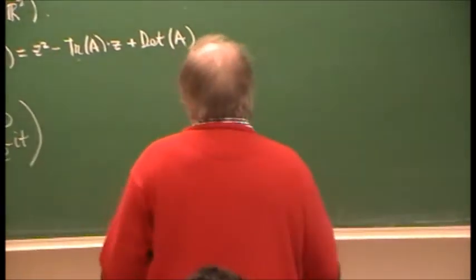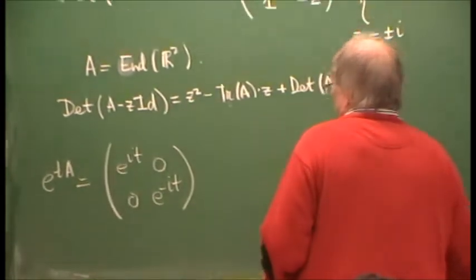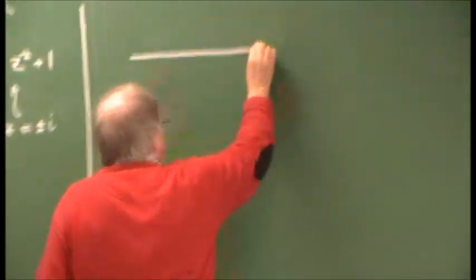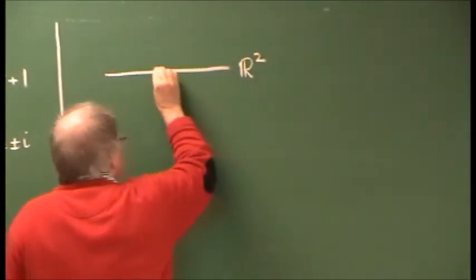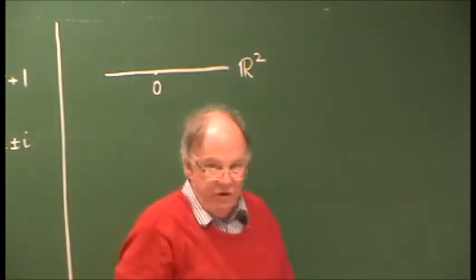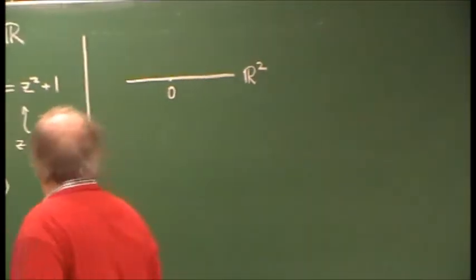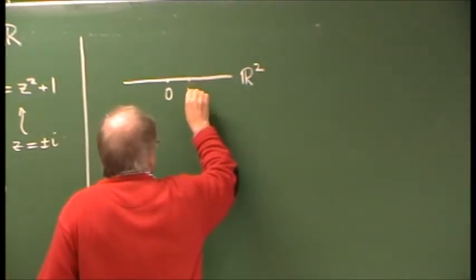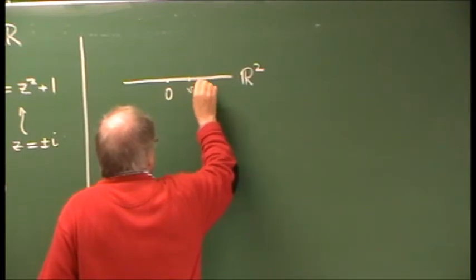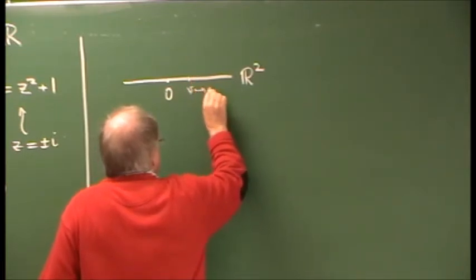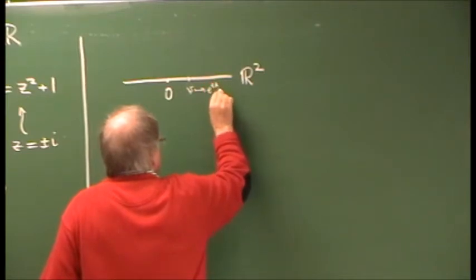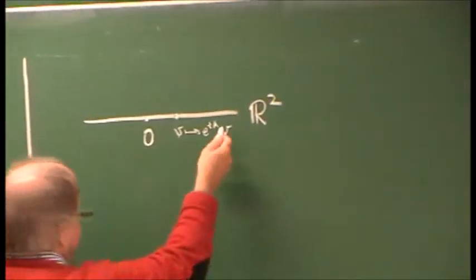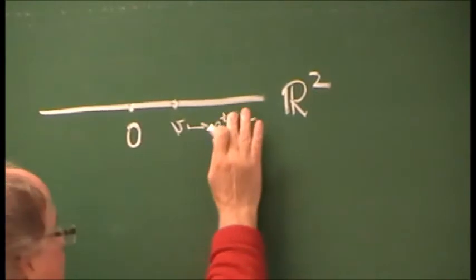I start with the vector space over the real numbers, R2. Here's R2. I have a transformation of R2. Here I'm going to dramatize it. A vector v gets mapped over here to e to the tA times v. There's nothing wrong with that. We just discussed it. Oh, it's J actually. I'm sorry. Let's just do it generally. Oh no, let's do J.